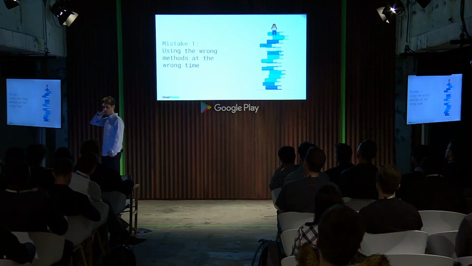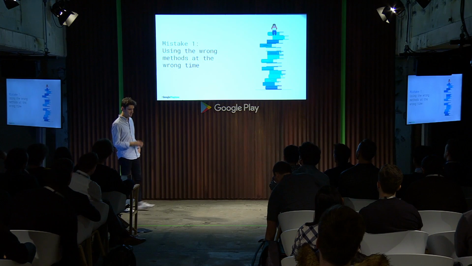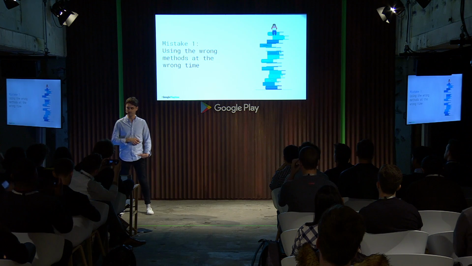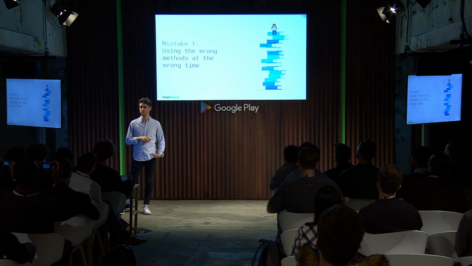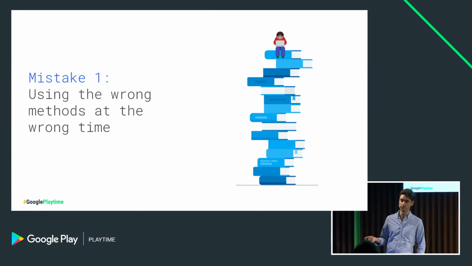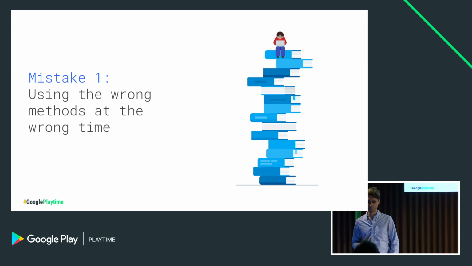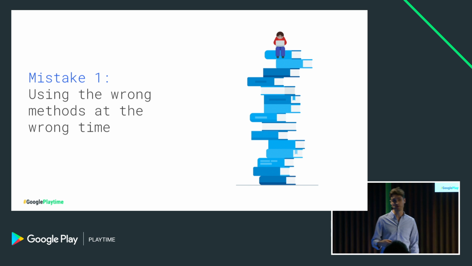OK, so mistake number 1. Using the wrong methods at the wrong time. Research is really just about asking good questions. And depending on where you are in the product lifecycle, you probably have different questions that need answered. That makes sense, right? So as your product or feature evolves, so do the questions that you need to ask. But one mistake we commonly see is people trying to ask either the same questions again and again as their product evolves, or trying to answer different questions with the same methods that really don't fit.